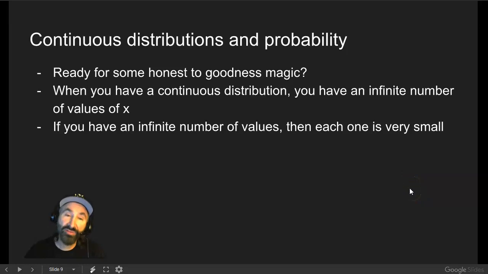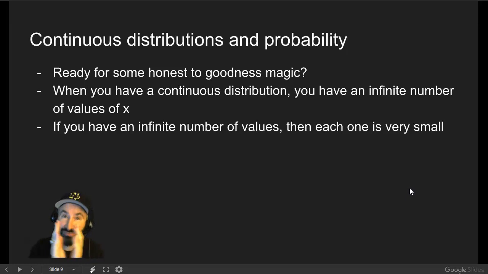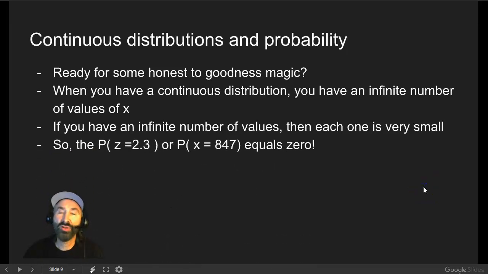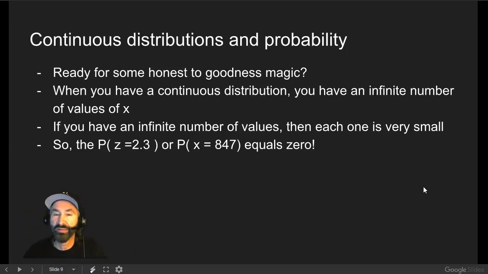So we consider a normal curve to be a continuous distribution. Well, if you have an infinite number of values and you squeeze them into a finite amount of space, then each one of those values is going to be very small. And it turns out, as a result, the probability that z equals 2.3 or that x equals 847 is 0. The probability that z equals one exact number, even if it's a nice round number, the probability is 0. I told you I was going to introduce you to some magic. Now, I know some of you are in disbelief, but that's okay. You got to hold off on that for a minute.